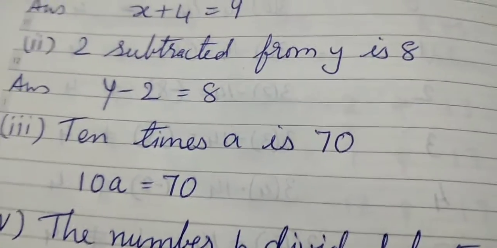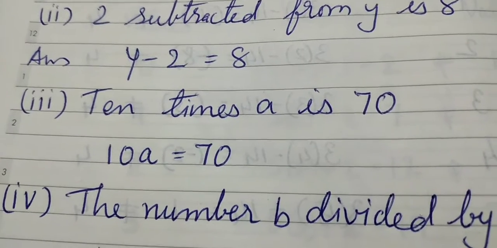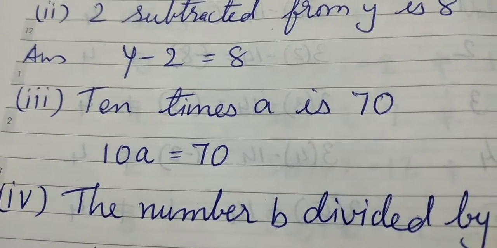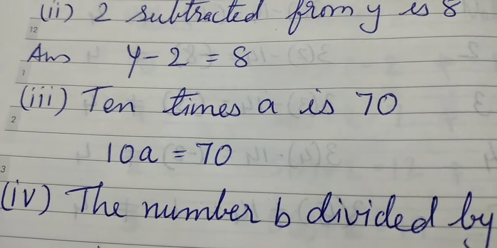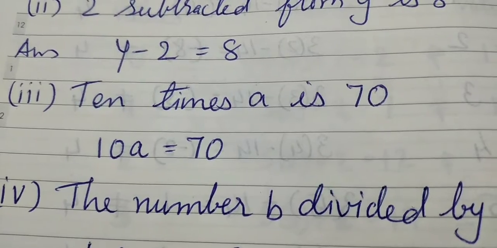Same way, 2 subtracted from y is 8. y minus 2 is 8. 10 times a is 70. 10 multiplied by a. As I told you, when times is given, you have to multiply the given number with the variable and show the product. 10a is equal to 70.